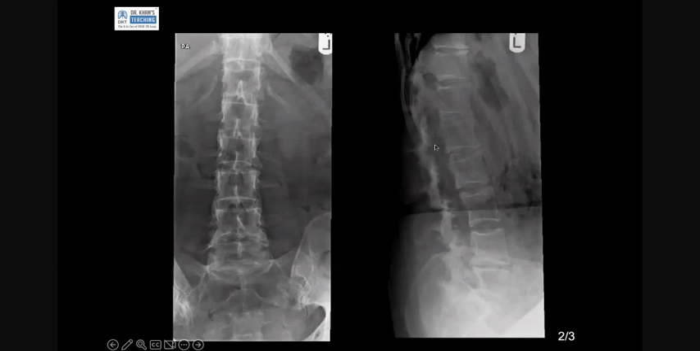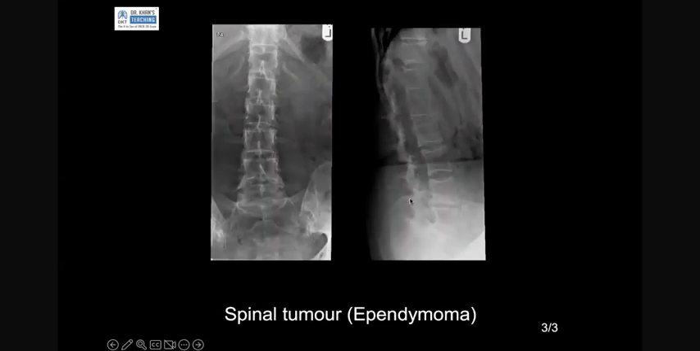Now, look, the pedicles are not visualized. And here the pedicle is visualized, here the pedicle is visualized, here they are not visualized. Why are they not visualized? Because they are eroded, they are compressed, they are thin. And because of this, the X-ray beam sort of passes through them, giving you this false impression as if they are absent. Actually, they are thin. So this is intraspinal tumor.